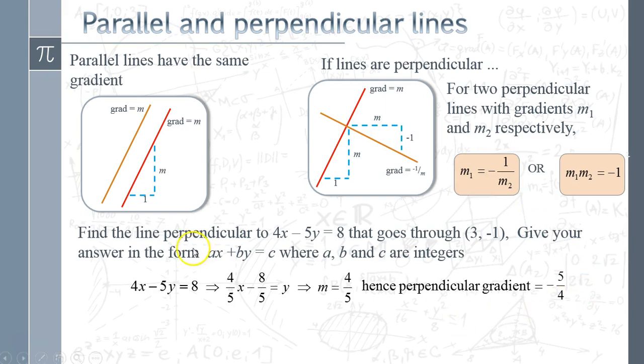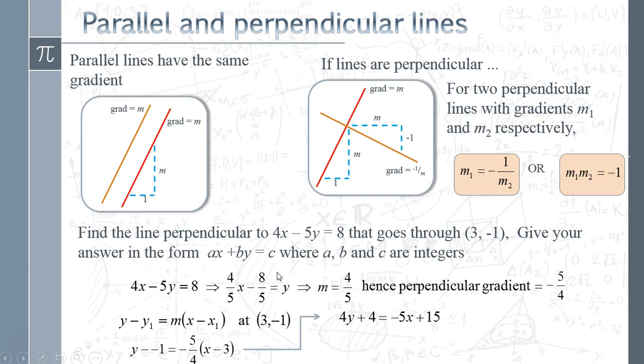Now that we've got the gradient, we know it goes through (3, -1). So what we've got to do is just put that into our formula for a straight line, plug in the values, and then do the rearranging to get it in the form that we want. So multiply out by the 4. Notice you have times bracket out by -5. So -5 times x, -5 times -3. That gives me the right hand side.